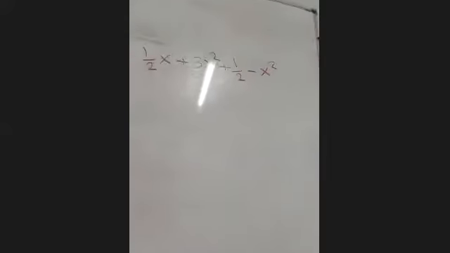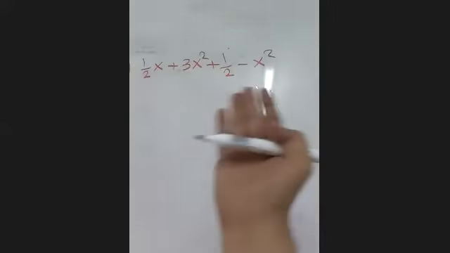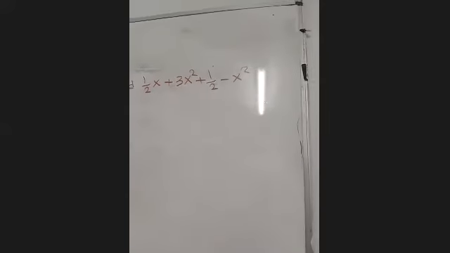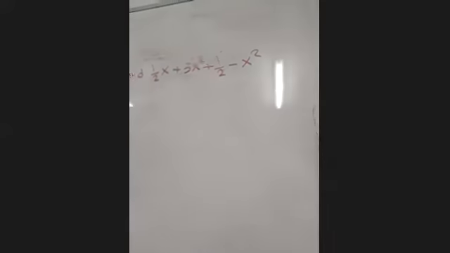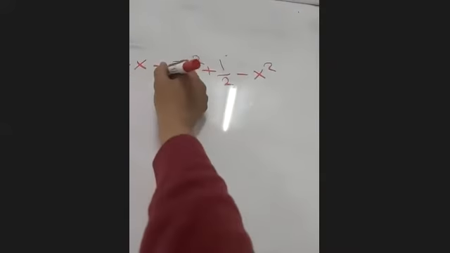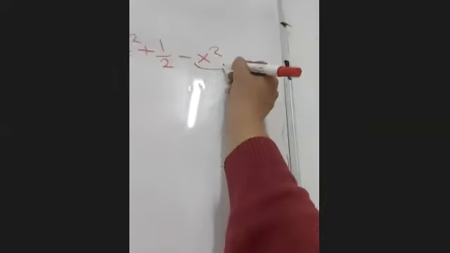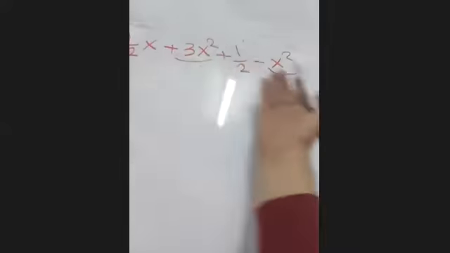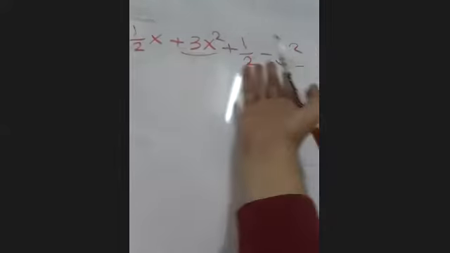Let's go to the second one. Do we have parentheses? No. Do we have like terms? Yes. Where are they? 3x power 2 and x power 2. Excellent. They are the same: same variable and same exponent. So we have like terms.